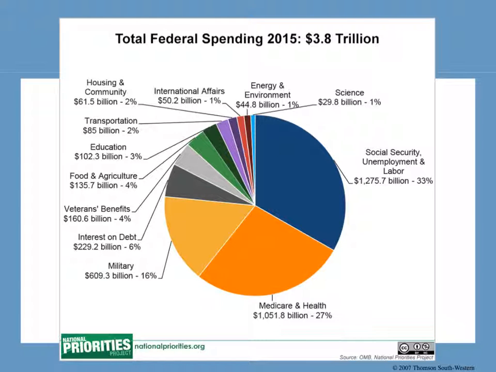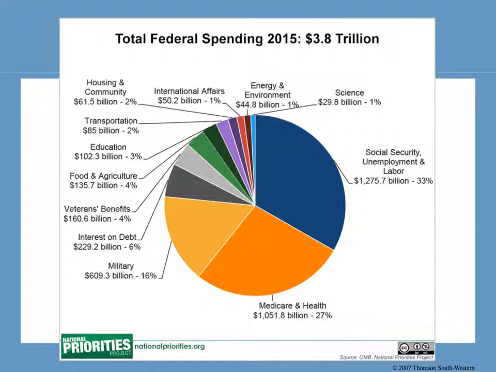So what the government spends their money on: they spend a lot, 33%, on Social Security, unemployment, and labor compensation, another 27% on medical care and health, and $600 billion on the military, in one of the largest military spending countries in the world. Because they have debt, they have interest to pay on that debt. So about $230 billion a year is spent spinning the wheel on the debt and just rolling that over.